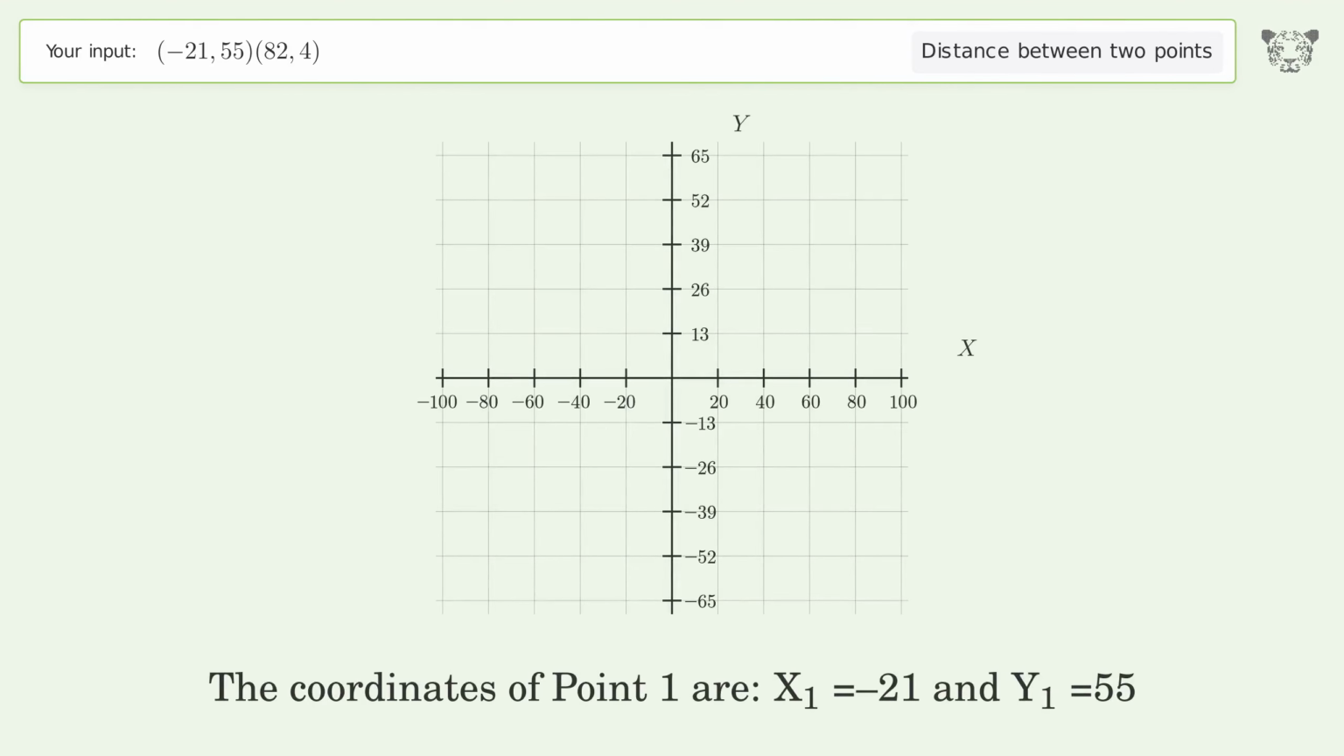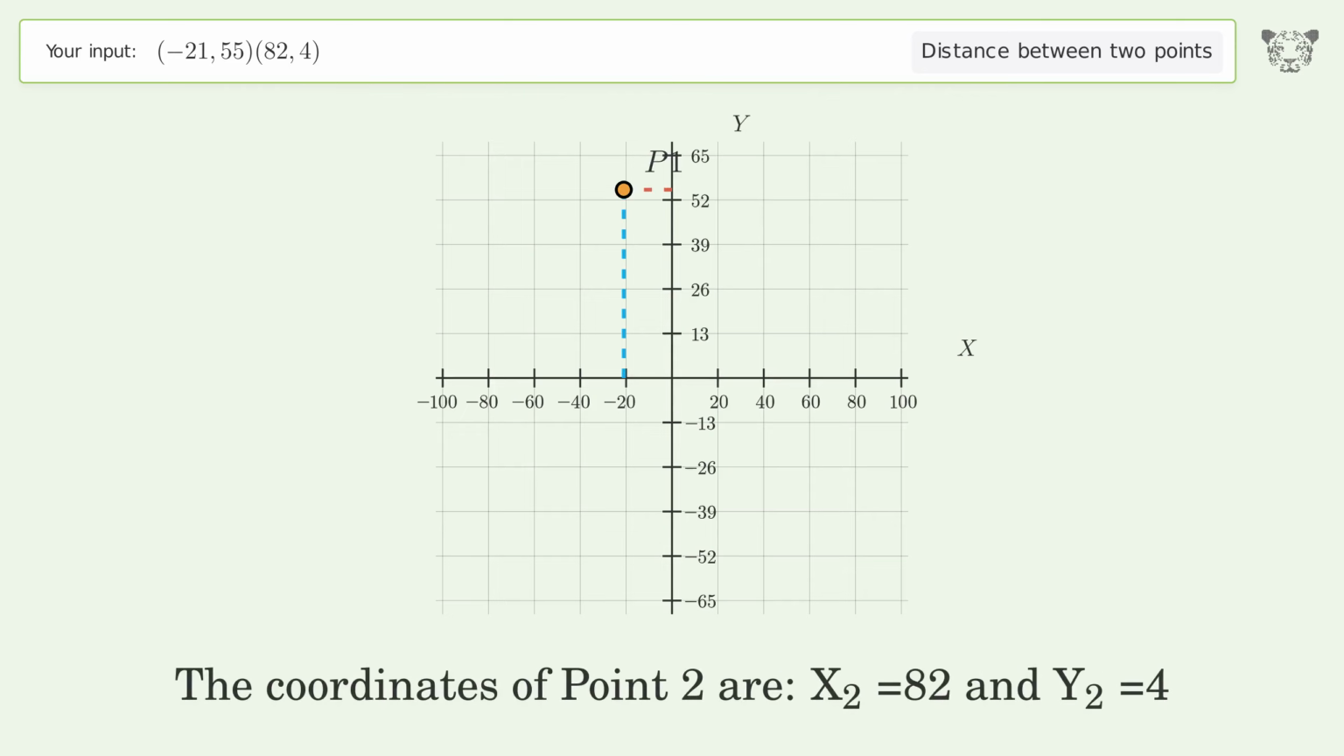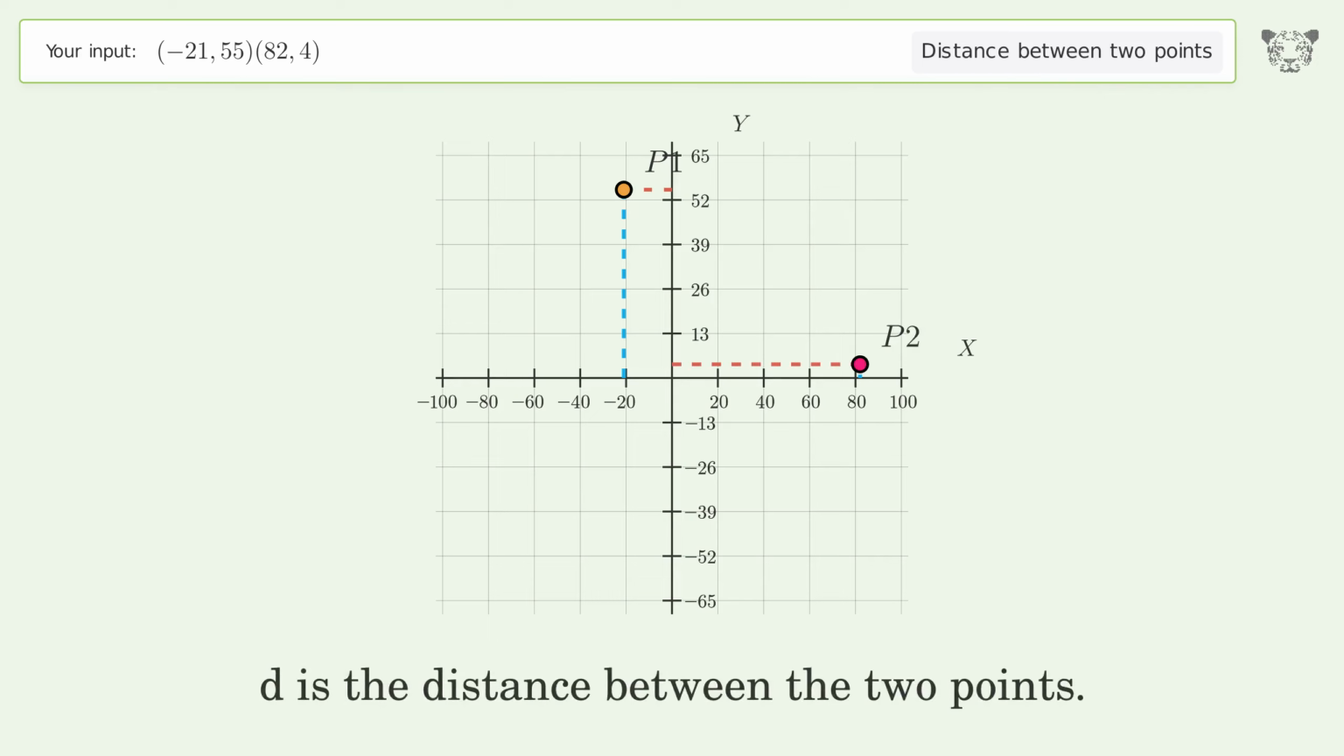The coordinates of point 1 are, x1 equals -21 and y1 equals 55. The coordinates of point 2 are, x2 equals 82 and y2 equals 4. D is the distance between the 2 points.